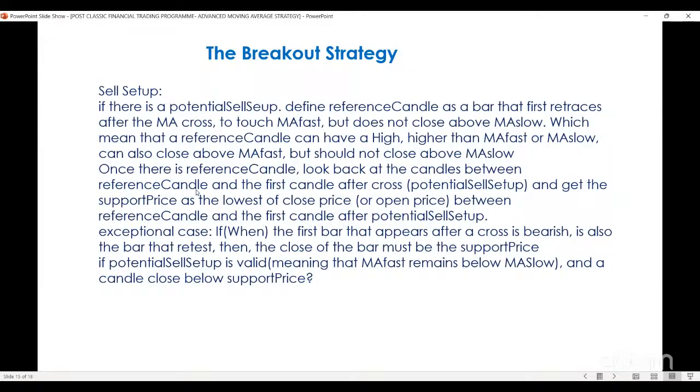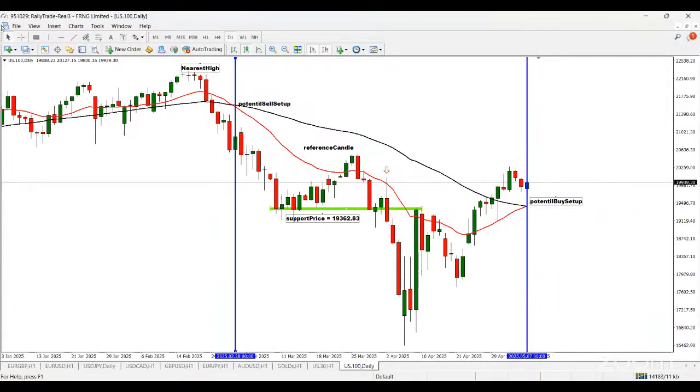So what it means is that a reference candle, let me go back here. This reference candle that I put an arrow on, I think it was this one, right? This one. So please note that the reference candle we are talking about, this green candle now, can never close above this black line.